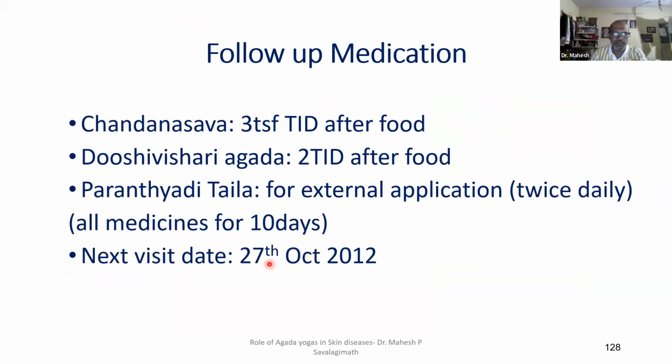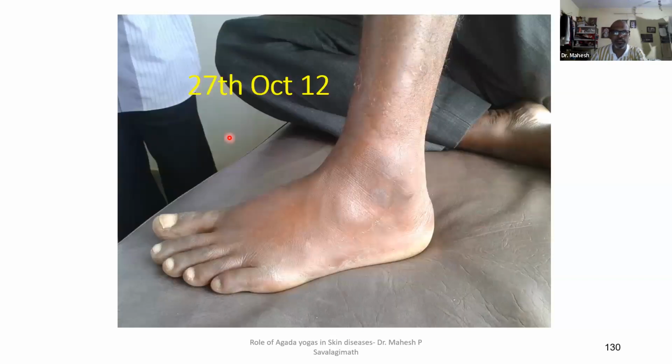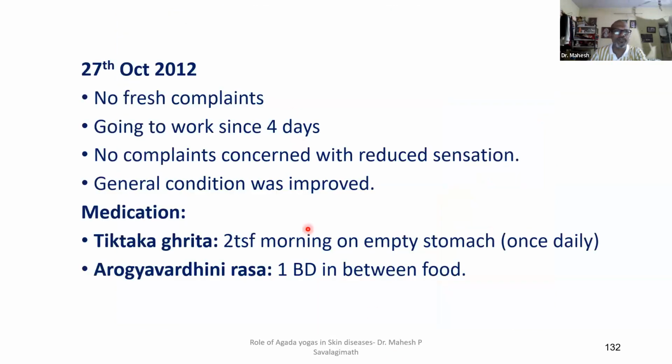And we asked the patient to come on the 27th as per the OPD date. And very importantly, he came on the 27th. You can see on the 27th, all the Lakshanas are reduced. He has perfectly gained all the sensation, everything, and he's going back to work. And it is just 25 days of treatment. No fresh complaints, going to work, no complaint concerned with reduced sensation, general condition was improved.